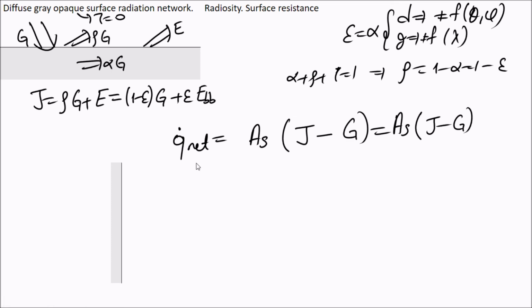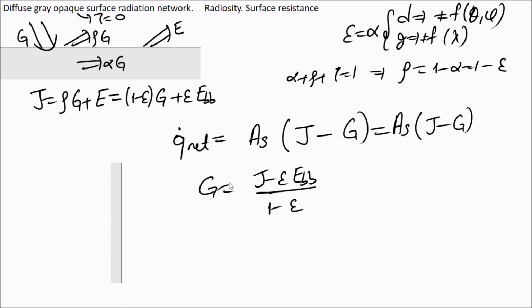What we are trying to do is get the similarity between this body and the black body. And instead of G, you can write it as J minus epsilon E black body, divided by 1 minus epsilon.